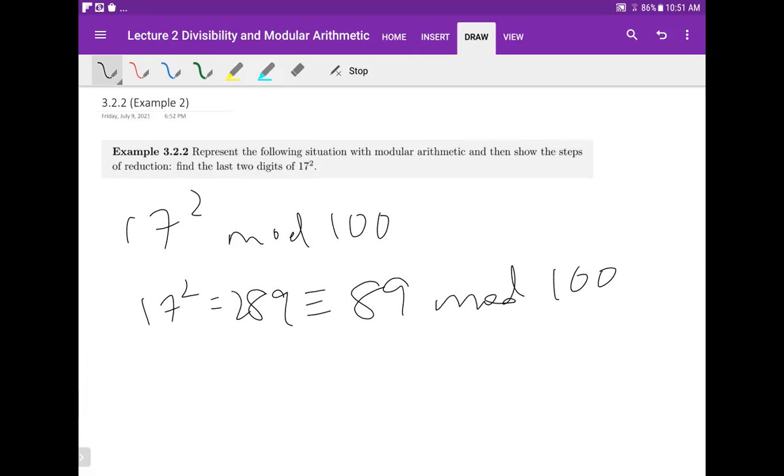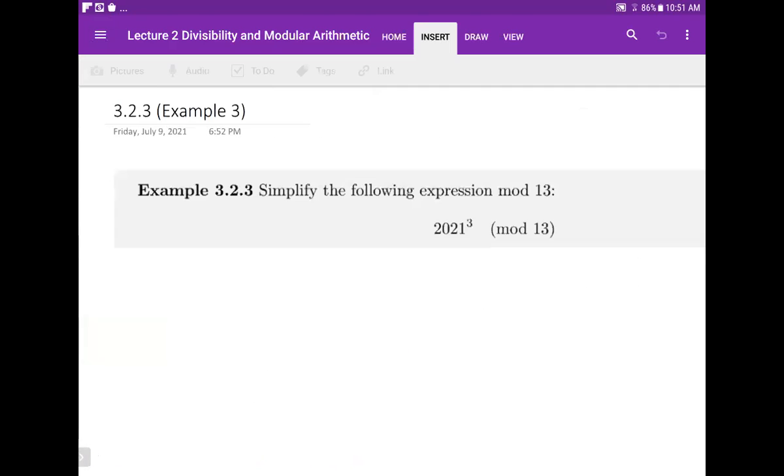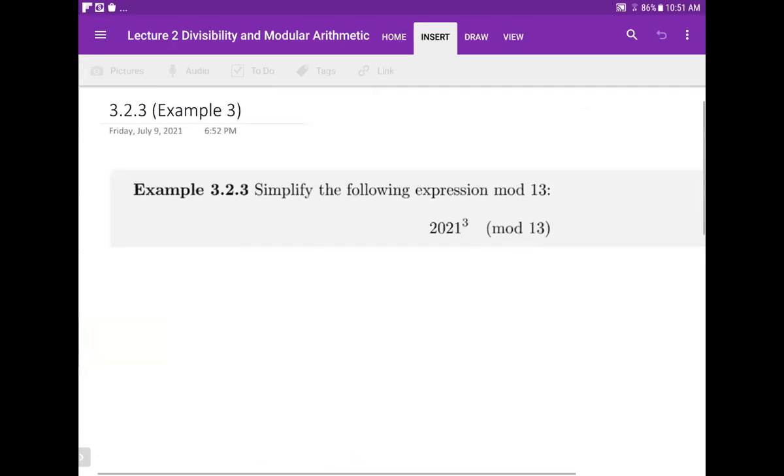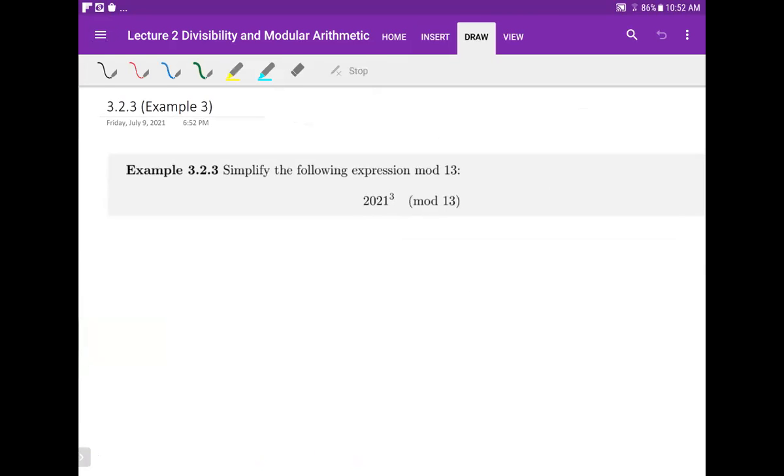All right, and then let's do one more easy example, and then we'll have one last hard example to close out the class. Okay, so it says simplify the following expression mod 13, 2021 cubed. Okay, so the first thing that we should do is obviously we don't want to expand 2021 cubed. So instead, what we do is we find the equivalent of 2021 mod 13.